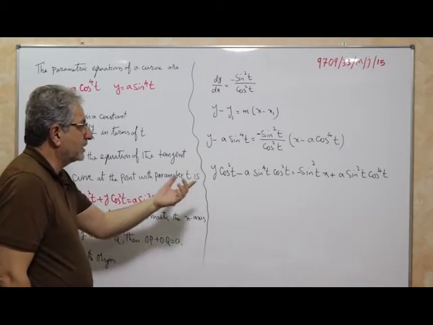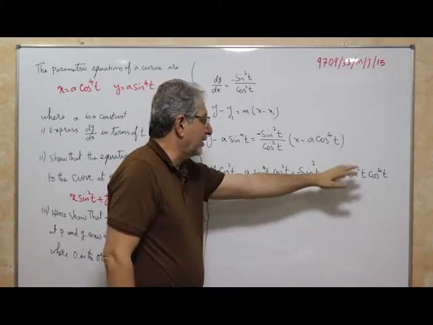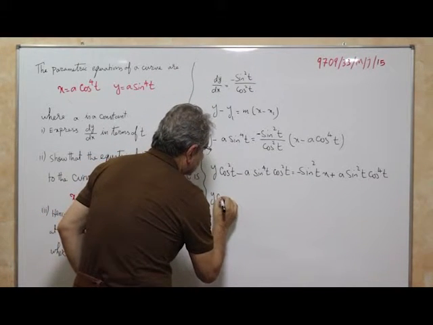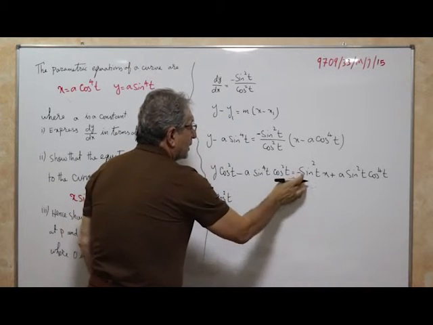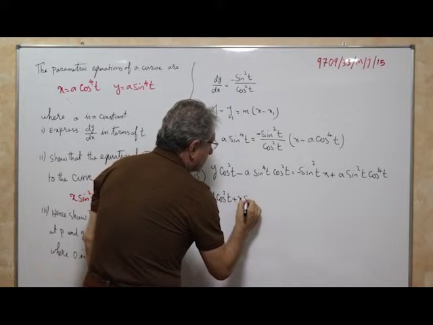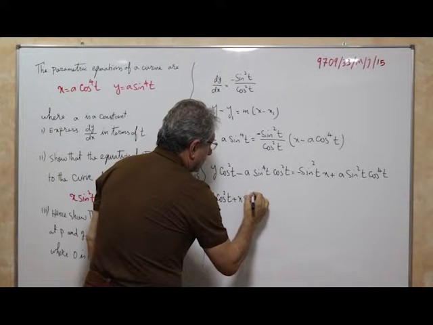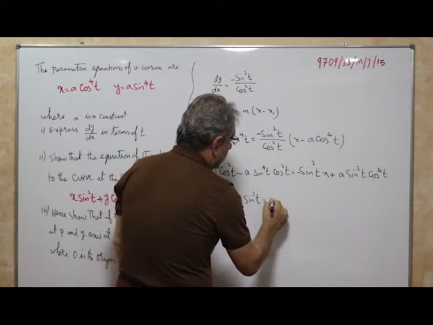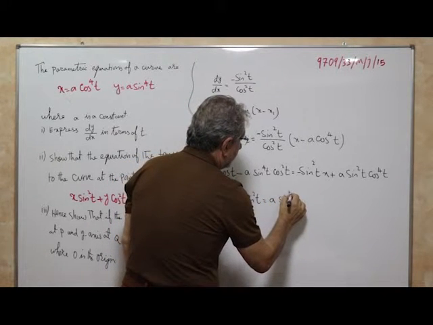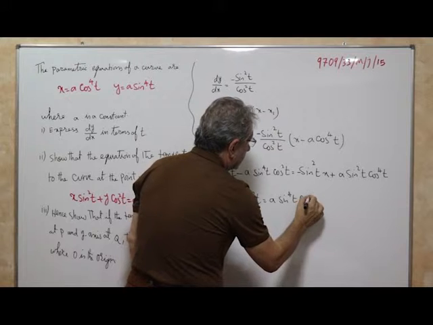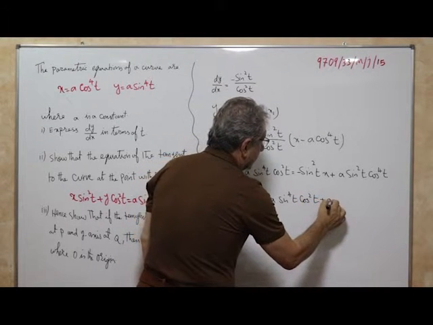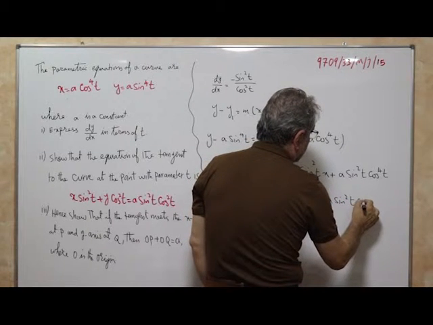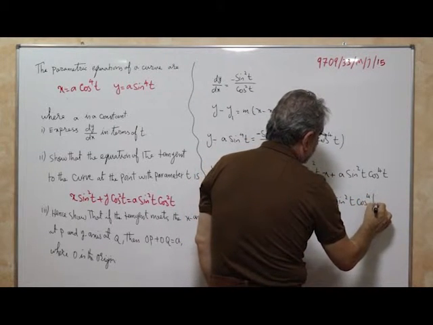and y is one side, therefore x and y I will take one side, the remaining I will take the other side. Therefore this side comes to be y cos square of t plus x sine square of t. This goes to that side, will be positive, therefore it will be a sine to power of 4t cos square of t plus a sine square of t cos to power of 4t.